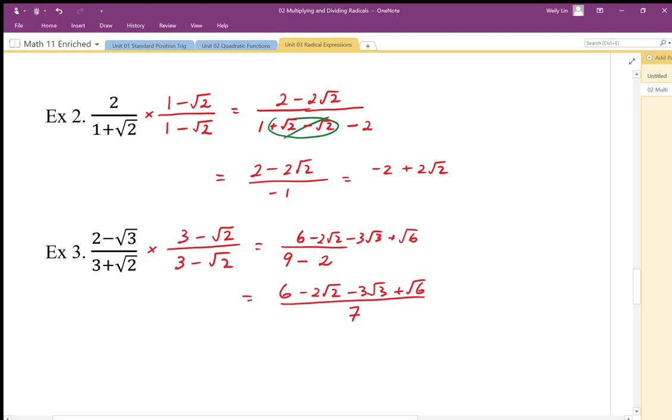So there it is. This number here, when I put it in my calculator, will be exactly the same decimal value as that number there.